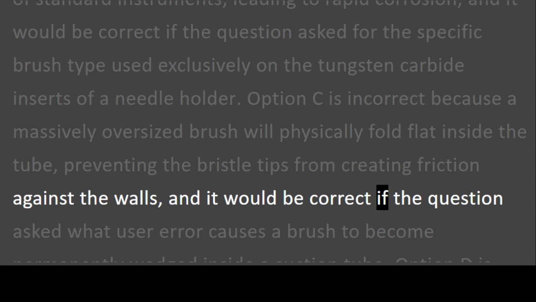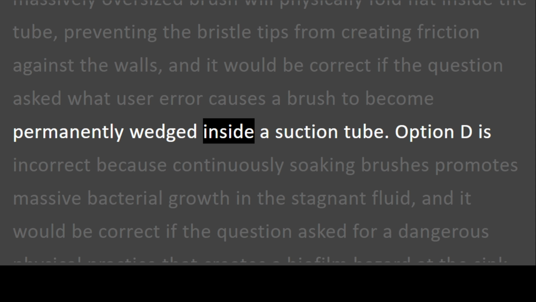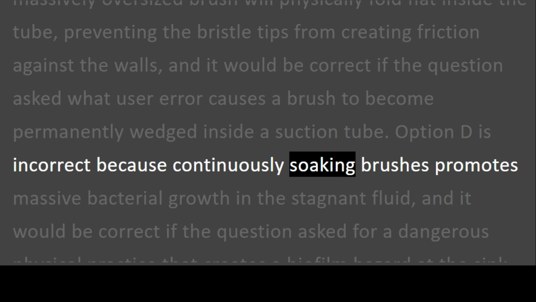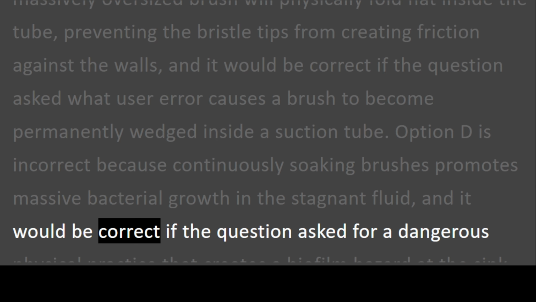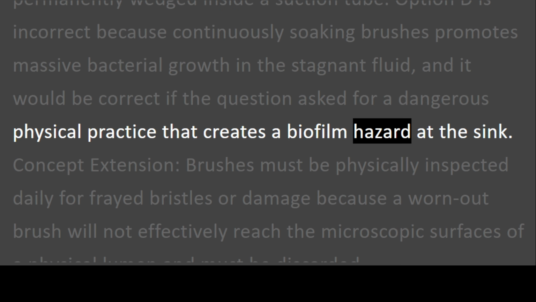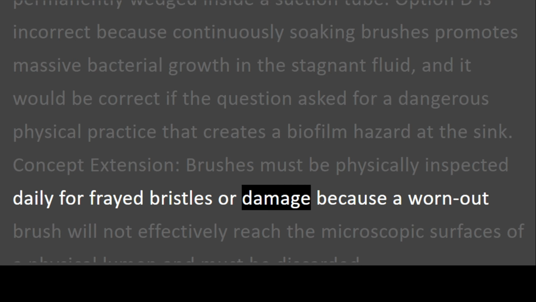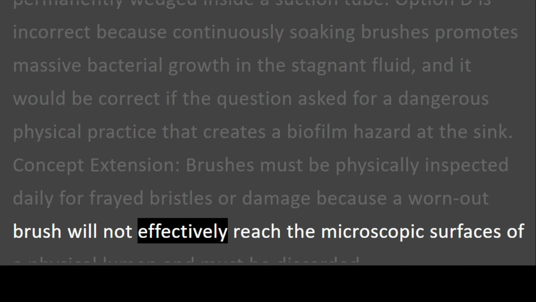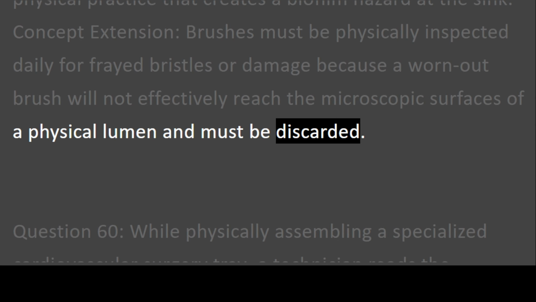And it would be correct if the question asked what user error causes a brush to become permanently wedged inside a suction tube. Option D is incorrect because continuously soaking brushes promotes massive bacterial growth in the stagnant fluid, and it would be correct if the question asked for a dangerous physical practice that creates a biofilm hazard at the sink. Concept extension. Brushes must be physically inspected daily for frayed bristles or damage because a worn-out brush will not effectively reach the microscopic surfaces of a physical lumen and must be discarded.